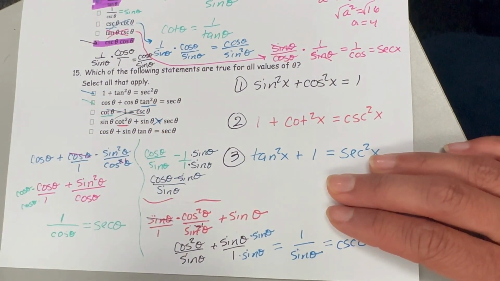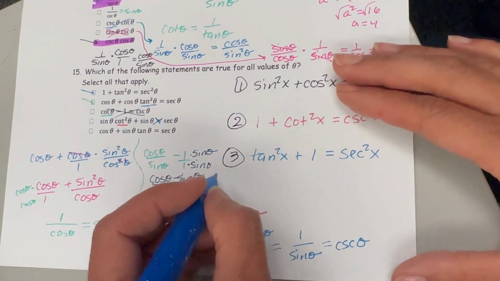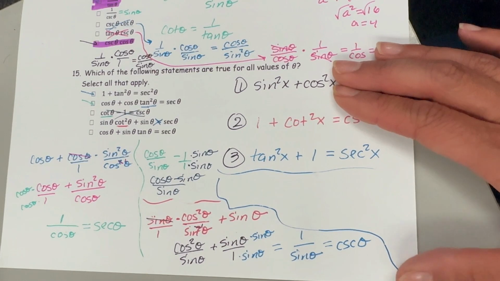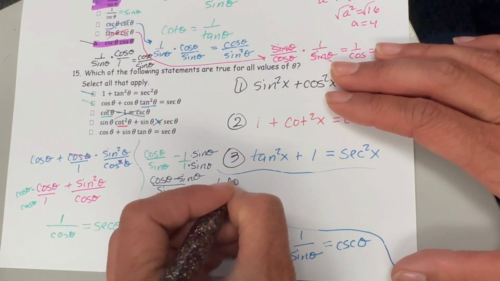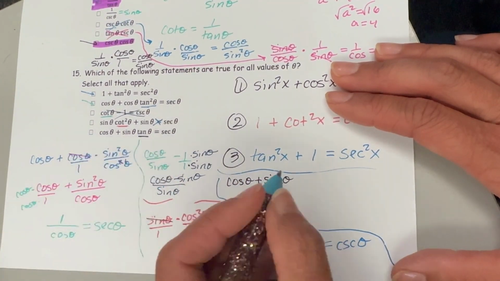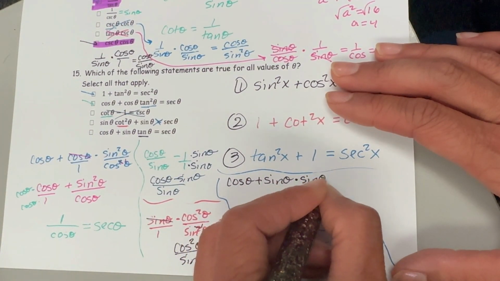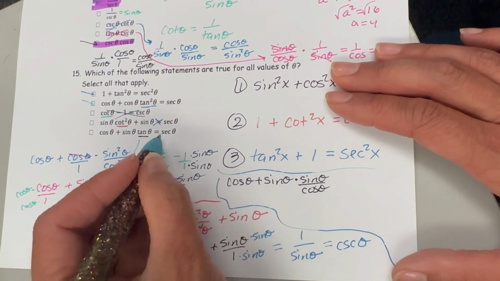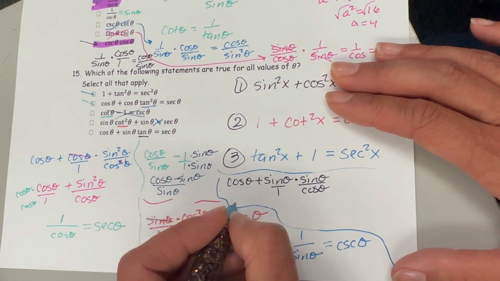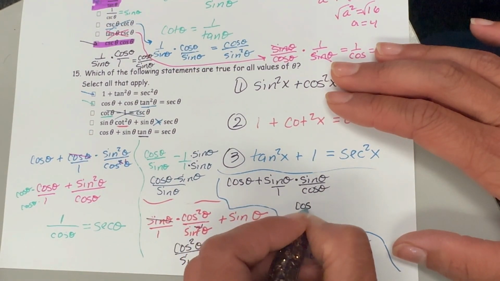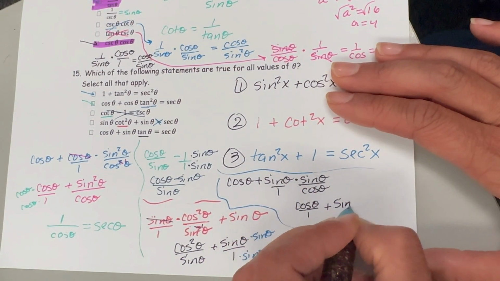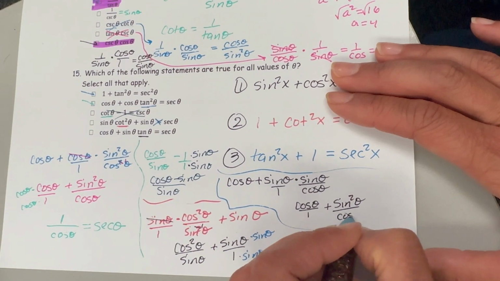So that's wrong. And then the last one, oh, I'm running out of room. I'm going to try to squeeze it in this little space right here. Okay, so I need cosine theta plus, keep the sine. I'm going to switch out that tangent, so that would be sine over cosine. And we need to see if that equals secant theta. Nothing cancels, so let's just rewrite this. We'll have cosine theta, make it a fraction over 1, plus sine times sine is sine squared over cosine.